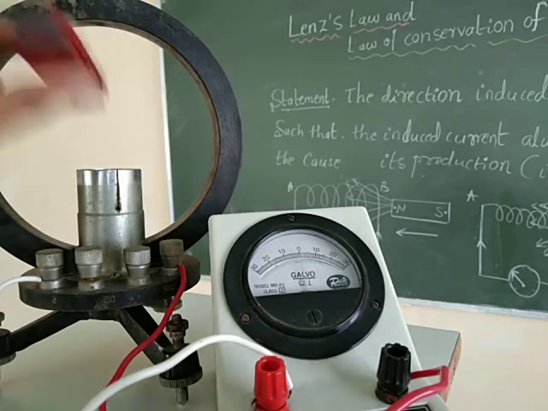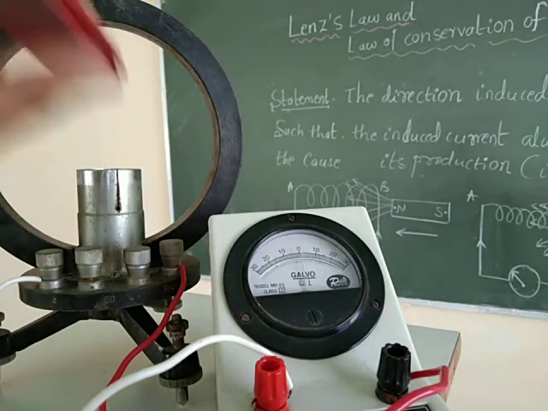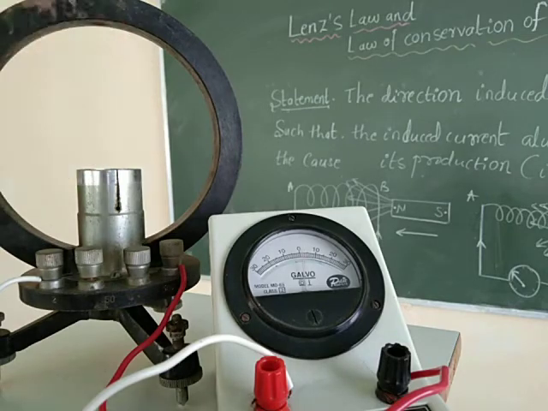That means the induced EMF is directly proportional to the rate of change of magnetic flux linked with the coil. So all of you observe the deflection in the galvanometer. Now let us study Lenz's law.